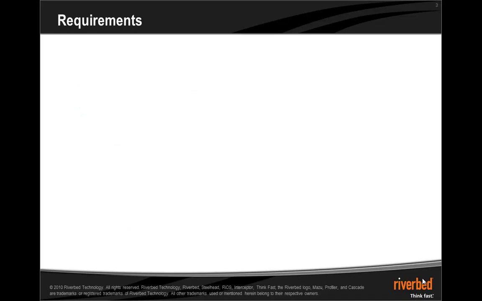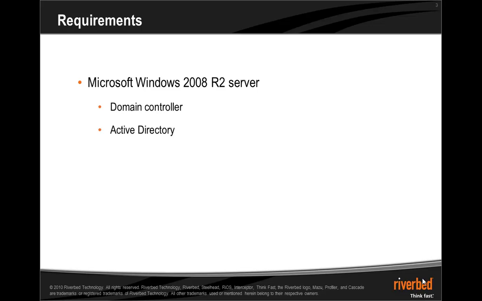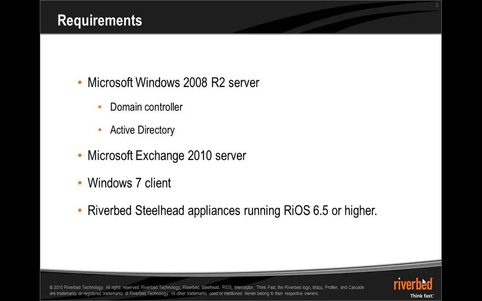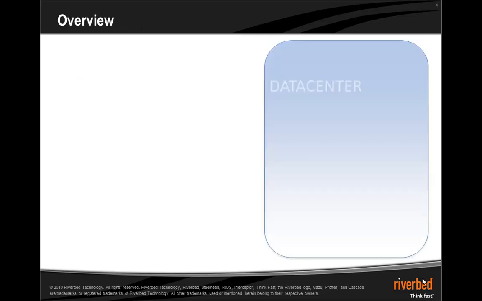Looking over our requirements, a Windows 2008 R2 server, which will serve as our Active Directory as well as our primary domain controller. A second host will serve as our Exchange 2010 server. A Windows 7 host running the Outlook client. And for Outlook Anywhere optimization, we will need Riverbed Steelheads running RiOS version 6.5 or higher. So let's visualize these requirements.